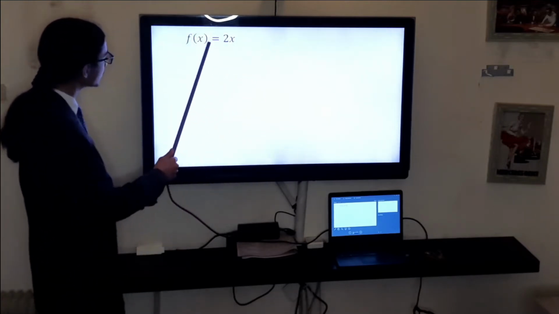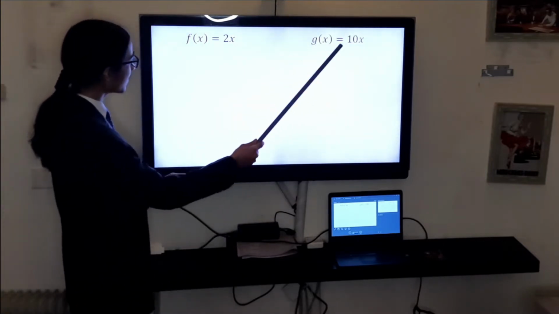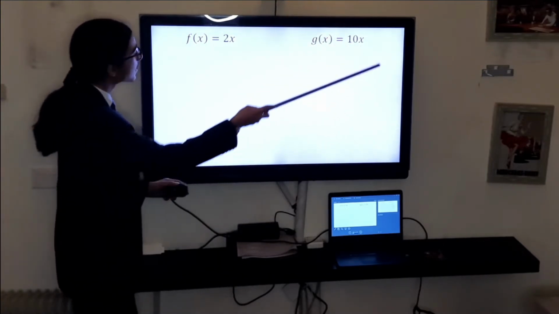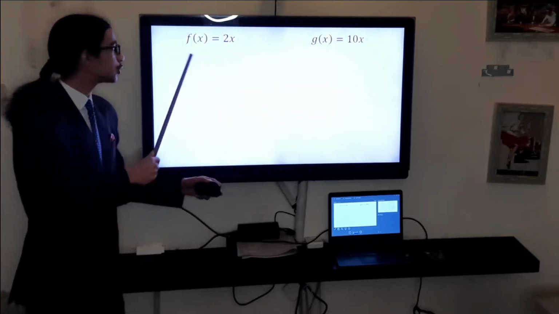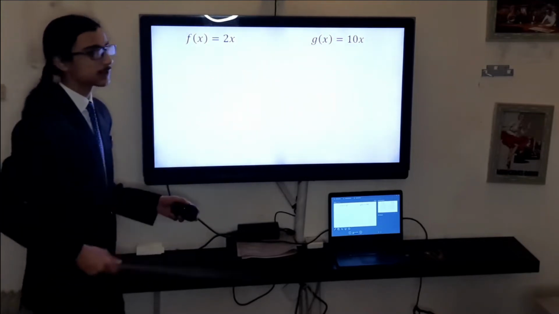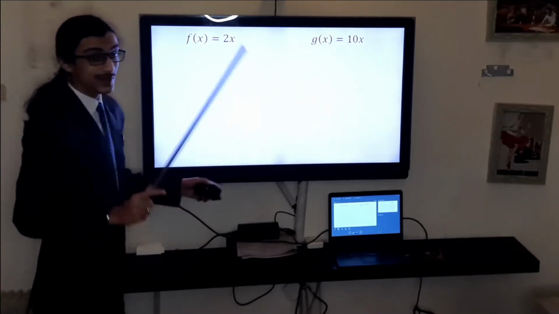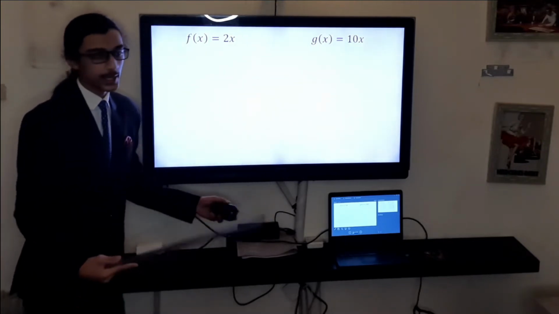So let's say I have a function f of x equal to 2x, and let's say I have another function, called g of x, equal to 10x, right? So f of x is equal to 2x, whatever input I give to the function, my output will be double. So f of 3 would be 6, for example. And g of x is 10x, so whatever input I give to the function, the output will be 10 times that input, 10x.